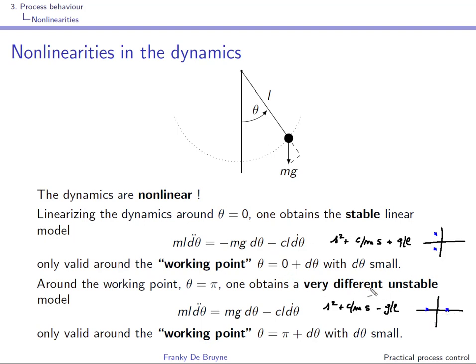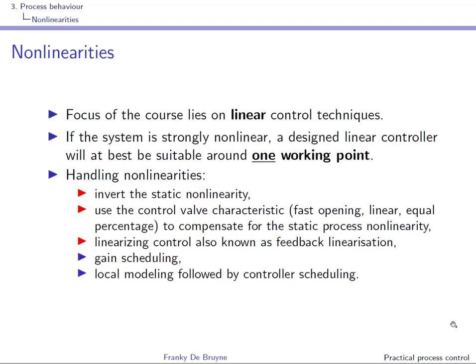So you can see in this case that depending on where you linearize the system, you have a very different behavior. Around theta is equal to 0, logically you have a stable behavior. If you linearize the pendulum in the upright position, it's kind of obvious that you'll have a very different, unstable behavior around that working point. The focus of the course lies on linear control techniques. So if the system is strongly nonlinear, the designed linear controller will at best work around one working point.